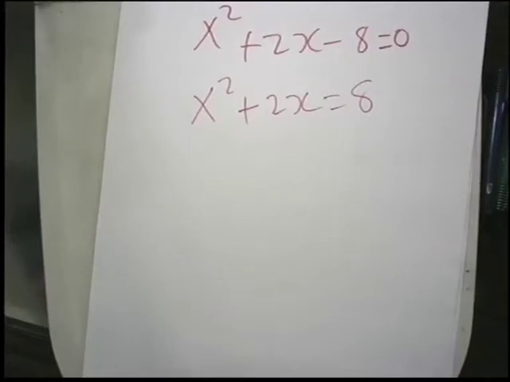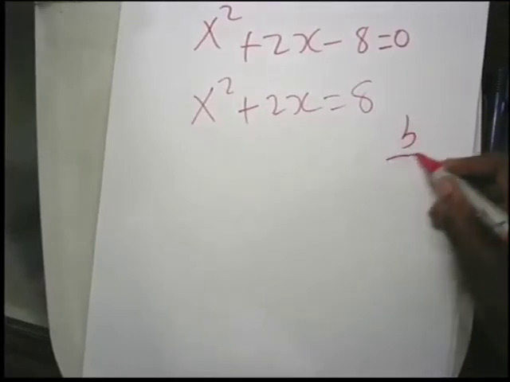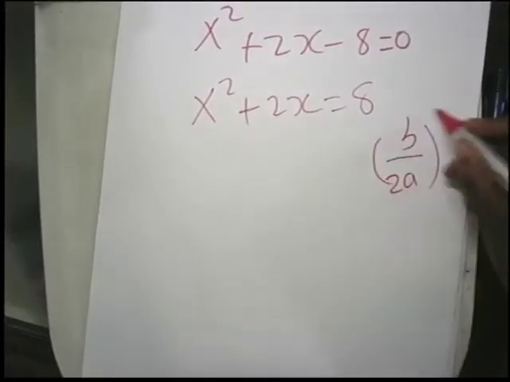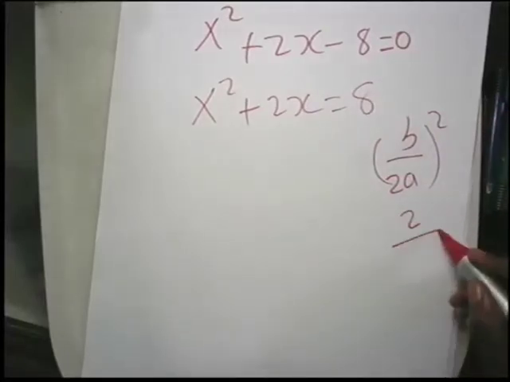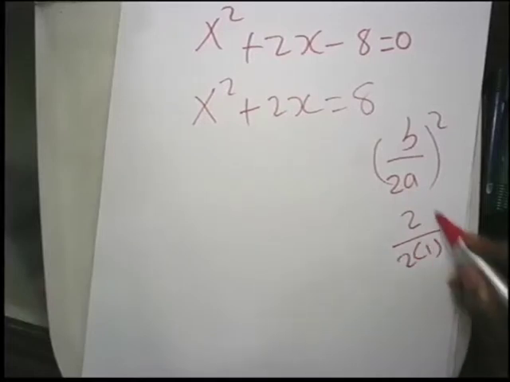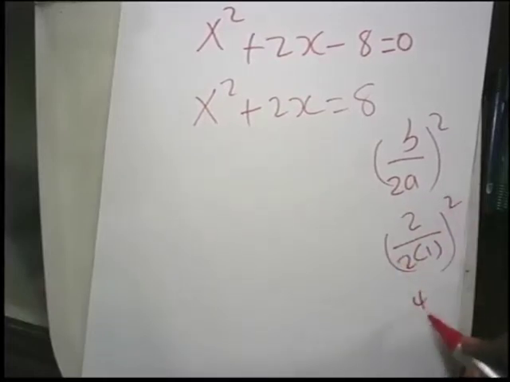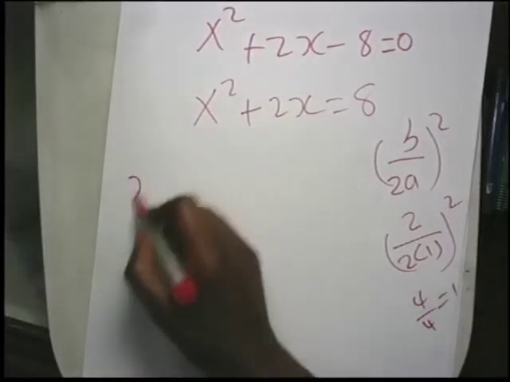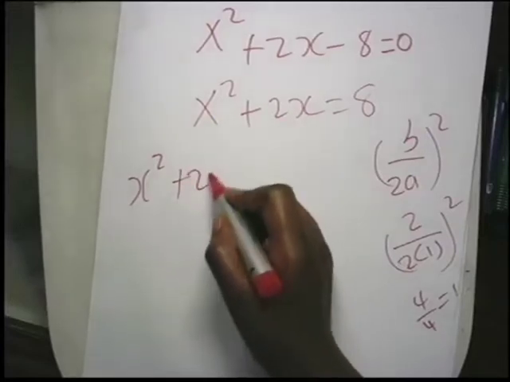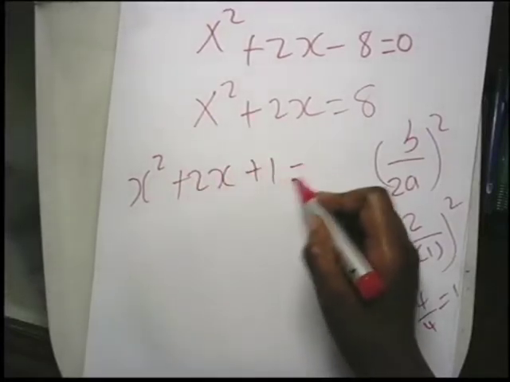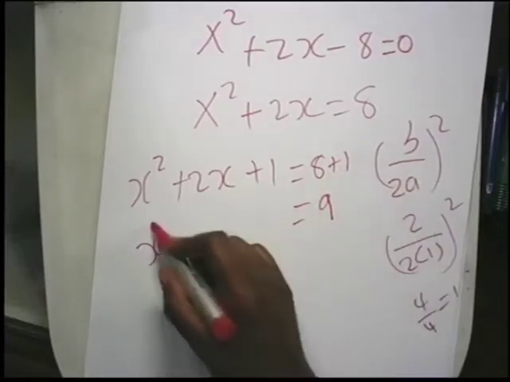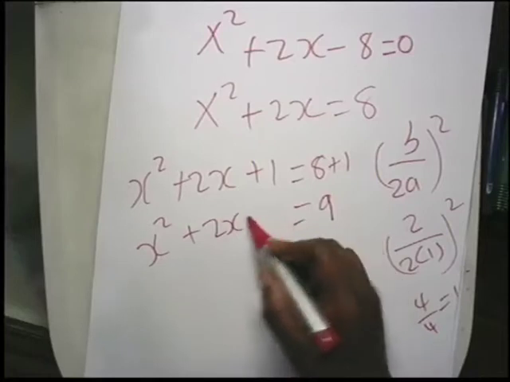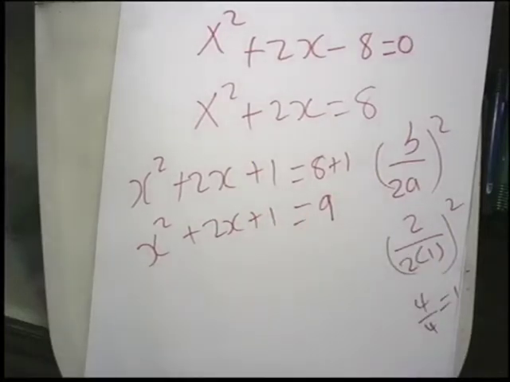Then the next thing, the rule says you should add b over 2a, to the power of 2, on both sides. Our b is 2, our a is 1, so we square it. That will give us 4 over 4, which equals 1. Then we add it on both sides. So we will have x to the power of 2 plus 2x plus 1 equals 8 plus 1, and that gives you 9. Then we have x to the power of 2 plus 2x plus 1 there, which equals 9.